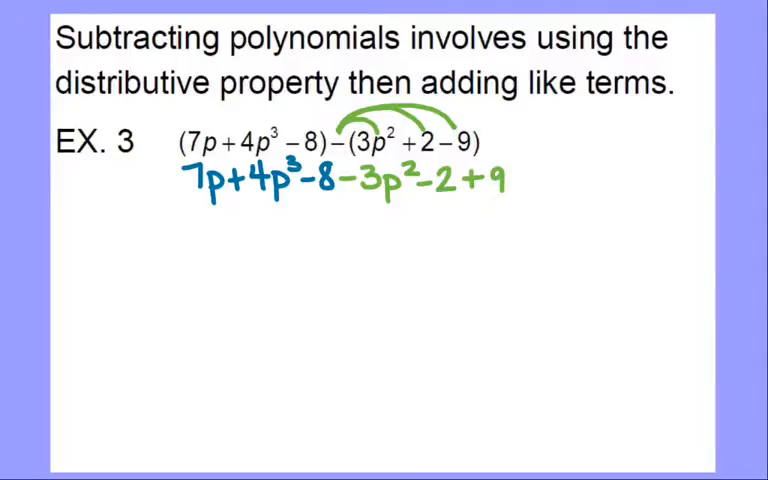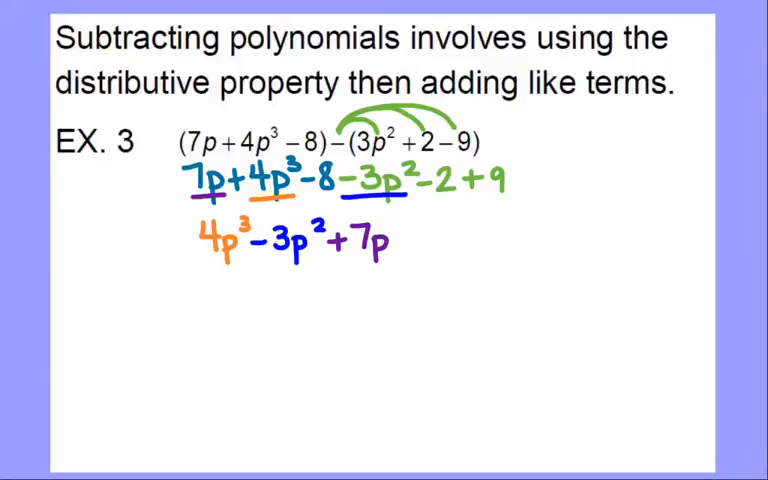So after you've distributed, now we're just going to add like terms. So again, I'm going to start with the highest exponent. For this polynomial, the highest exponent is p to the third power. So there's only 4p to the third power. Then I would go to anything to the second power. So I've got a negative 3p to the second power. And then p, or p to the first power. So I have a 7p to the first power.